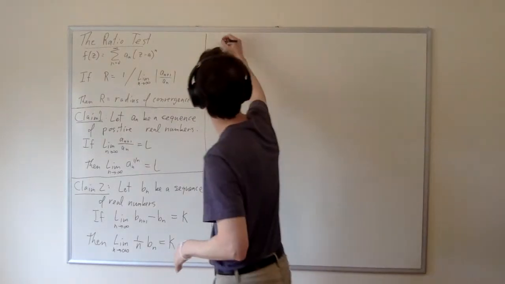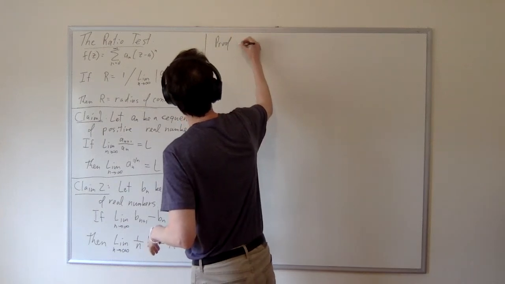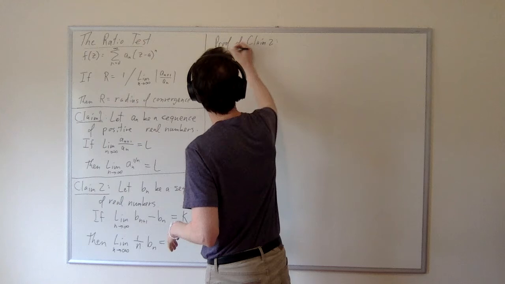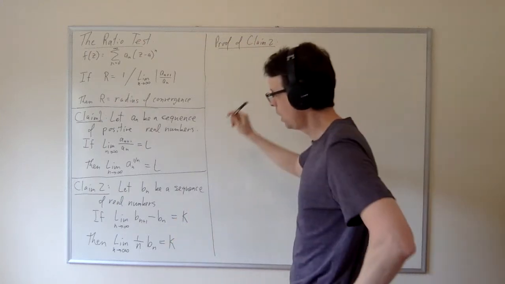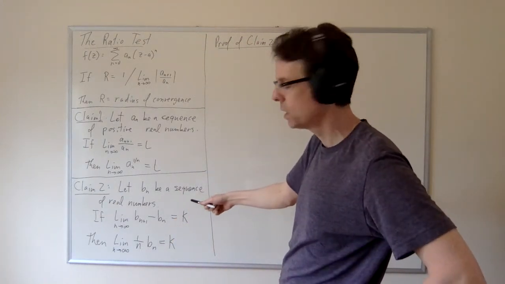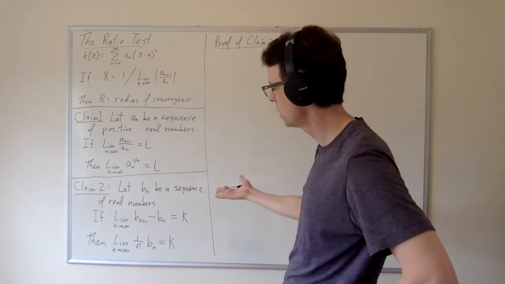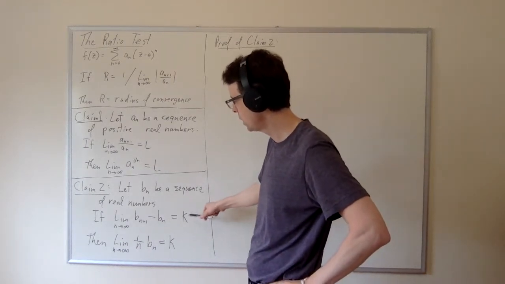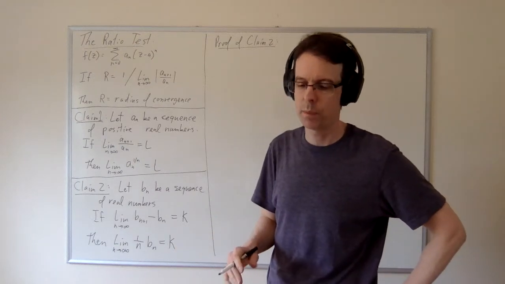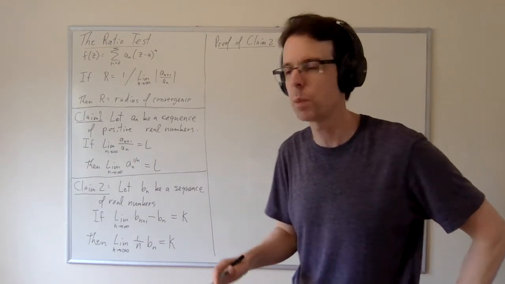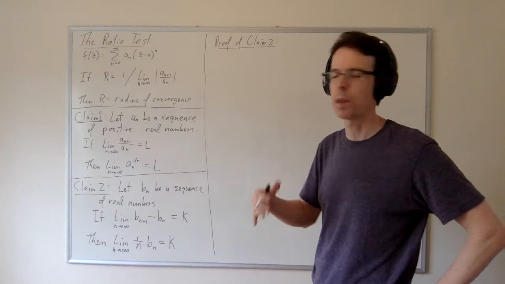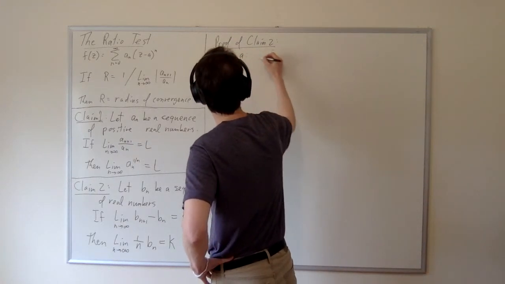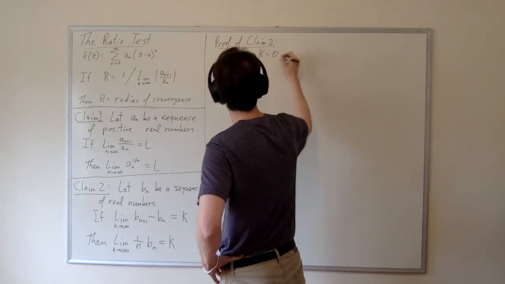All right, proof of claim 2. Now, even claim 2 as phrased is a little bit hard to prove. It's a little bit fiddly. So what we're going to do is assume for simplicity that K is equal to 0. Now, obviously, that's not the general case, but then we'll be able to prove the general case from that specific case. So case A is when K equals 0.